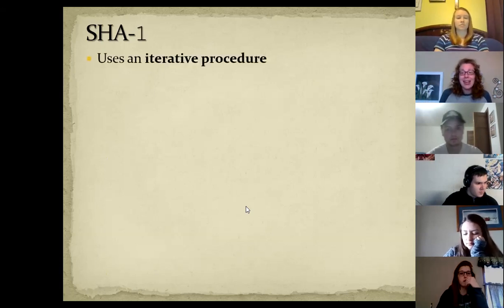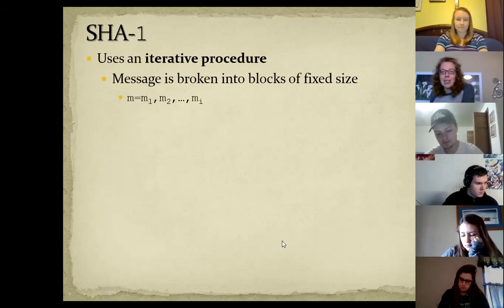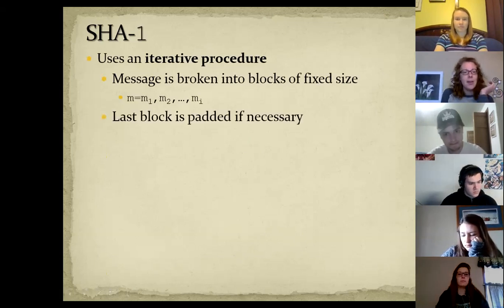Okay, here we go. So SHA-1 uses what's called an iterative procedure. We break the message up into blocks of fixed size. We can have as many blocks as we want, and that is what allows us to get to the arbitrary length input requirement. So as many blocks as we want is fine. And then we need to pad the last block if necessary so that they all have the same length.